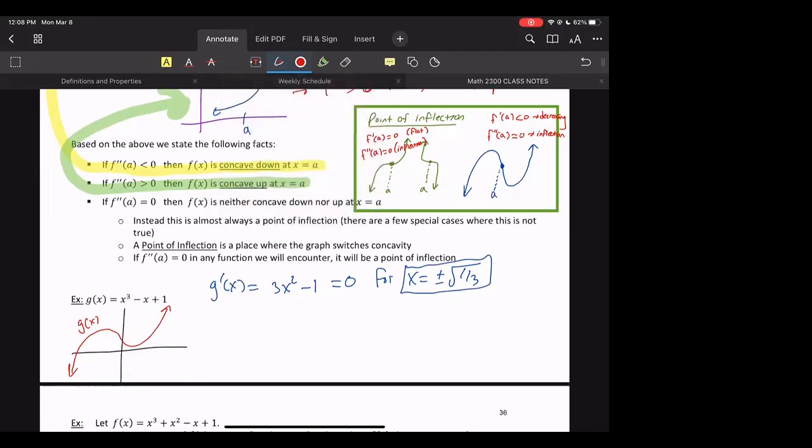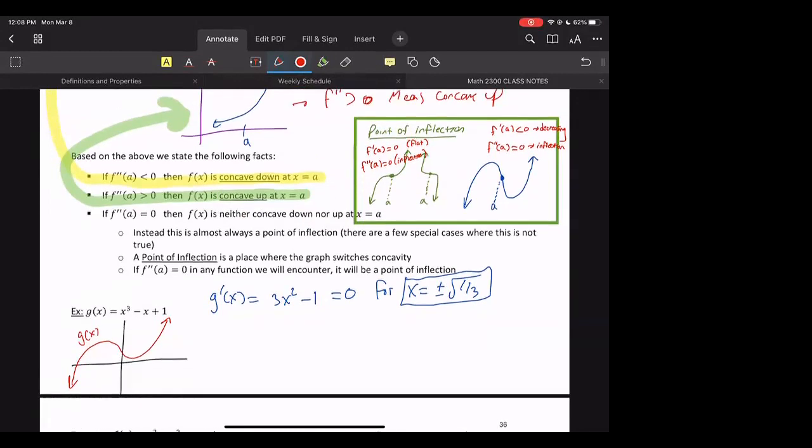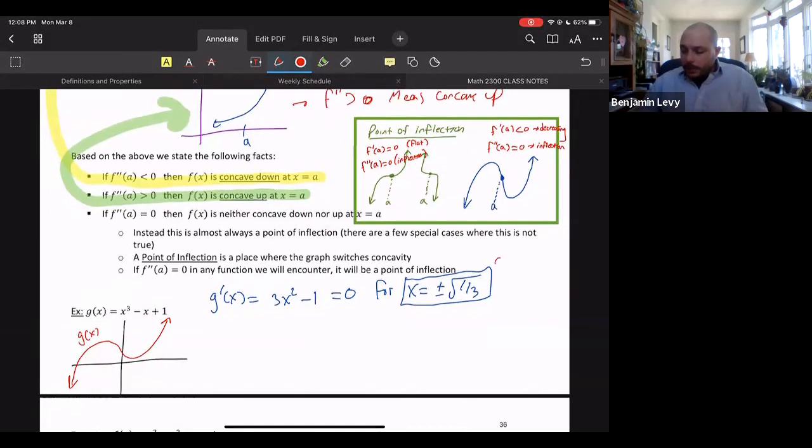Question, John? Anyone? Okay. And so I'm not going to do it, but you can prove that these are the max and min using the first derivative test that we just did. And you can just look at the graph to be convinced. If you don't believe me, you can graph it, but this is the minus square root of 1/3, and then the plus 1 is on the other side.